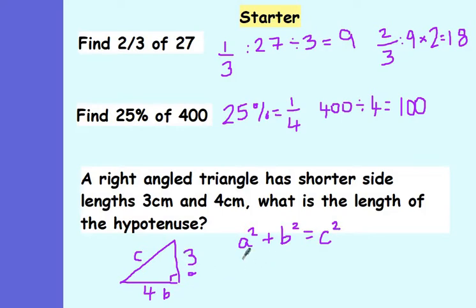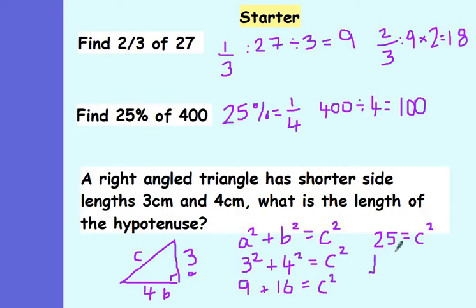So if A is 3, I know that 3 squared, if B is 4, plus 4 squared, is equal to C squared. Now 3 squared is 9, 4 squared is 16, and that equals C squared. 9 plus 16 gives me 25. So 25 is equal to C squared. So to work out the length of the hypotenuse, I need to do the square root of 25. So C is equal to 5. Well done if you got that right.